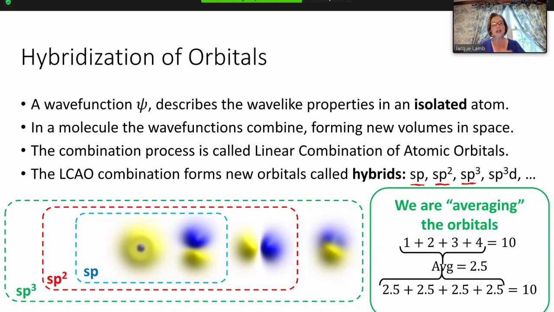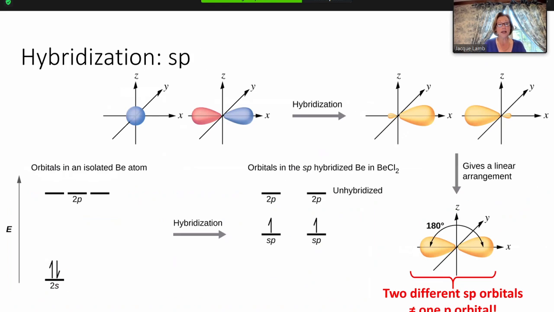So essentially what we're doing is we're combining those orbitals and we're averaging them. We're taking all of the orbitals that we're putting in and we're averaging them. It's just like taking 4 numbers. If you take 1, 2, 3, and 4, that equals 10. If you average those 4 numbers and they all equal 2.5, you still add up to 10. So let's take a look at what that process looks like.